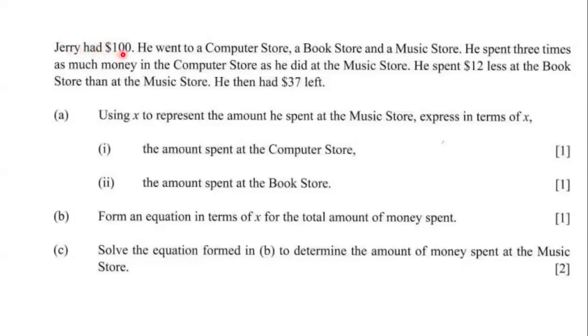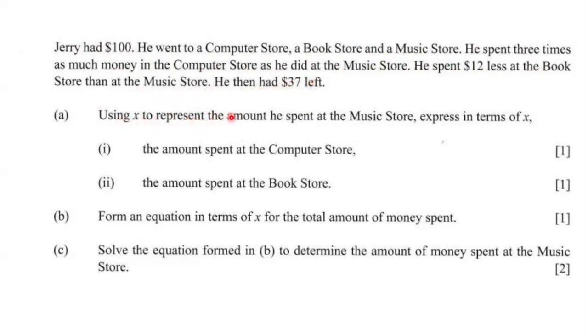Jerry had $100. He went to a computer store, a bookstore, and a music store. He spent 3 times as much money in the computer store as he did at the music store. He spent $12 less at the bookstore than at the music store. He then had $37 left.